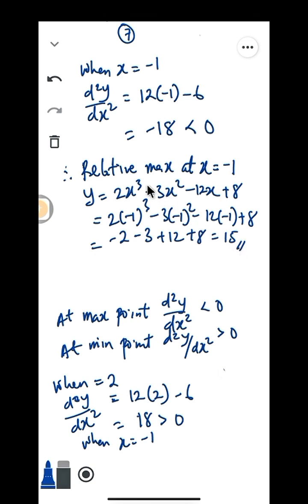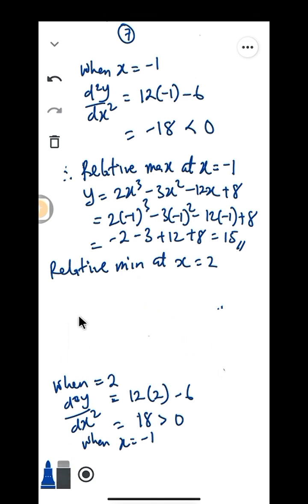This becomes our relative maximum. So to get the relative minimum, where will it be? At x equal to what? 2 this time around, because it was when x was 2 that it gave us greater than 0, which is the minimum point. Okay. All right, so we can now say that y will be equal to what? 2 into 2, just replace x as 2 here, minus 3 into 2 squared minus 12 into 2 plus 8.